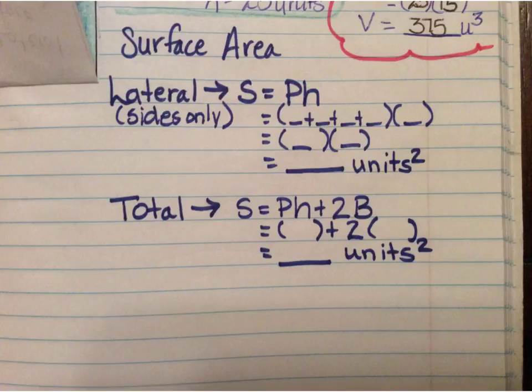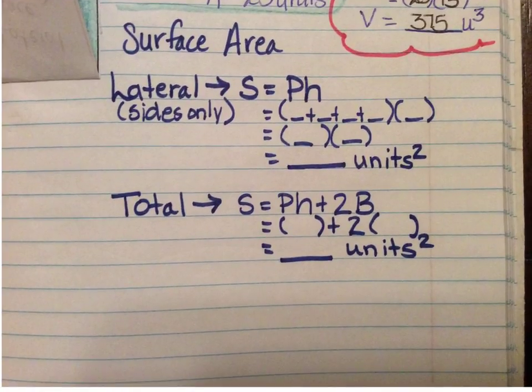So the base is a square. If the base is a square, then all of these sides right here, because there are 4 sides, are going to be the same measurement. And then H is the height, the distance between the two bases. You should then be able to add these up right here, and that goes right there. Multiply it times the height, the distance between the two bases, and you're going to find the lateral surface area.